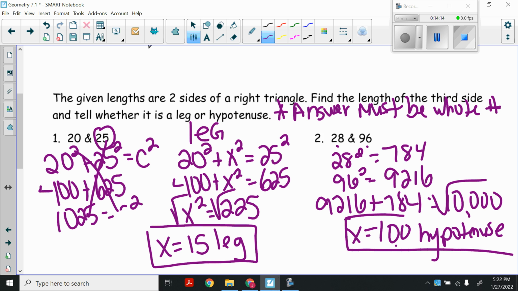So when you are given two sides and you want to find the third side, you want to square both numbers that you're given and then add them together. Do you get a perfect square? If so, your answer is a hypotenuse. If not, then you need to subtract them and you will get a perfect square and your answer will be a leg.